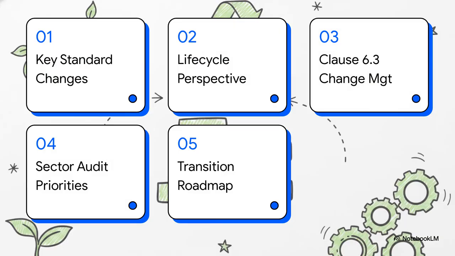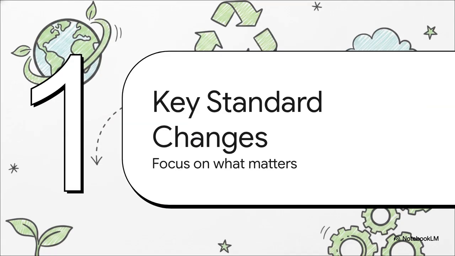All right, here is our strategic to tactical journey for today. We'll cover 7 key standard changes, expanding the lifecycle perspective, Clause 6.3 change management, sector-specific audit priorities, and finally, a 6-phase transition roadmap. Let's kick things off with Section 1, 7 key standard changes.